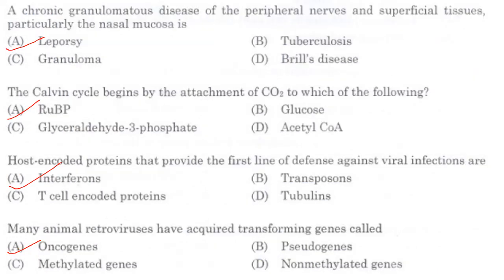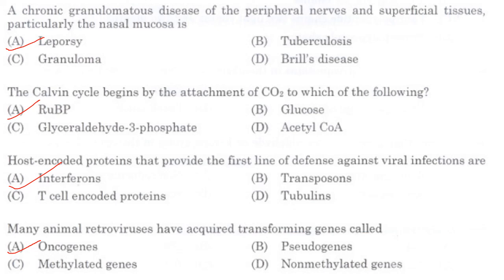Then next one. A chronic granulomatous disease of the peripheral nerves and superficial tissues, particularly the nasal mucosa, is leprosy. Answer is option A, leprosy. The Calvin cycle begins by the attachment of carbon dioxide to which of the following? Answer is option A, RuBP.